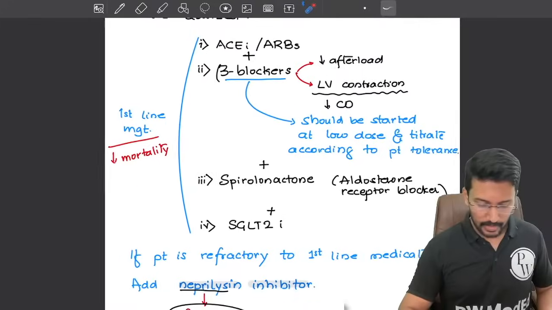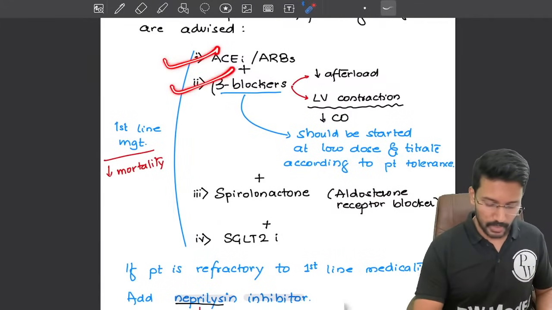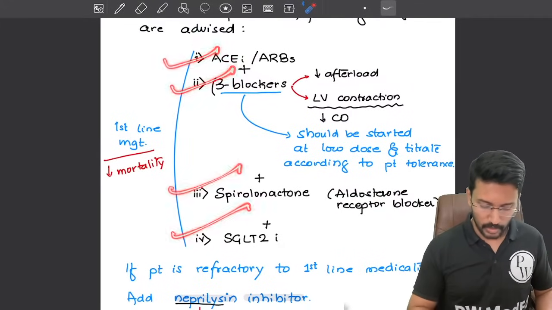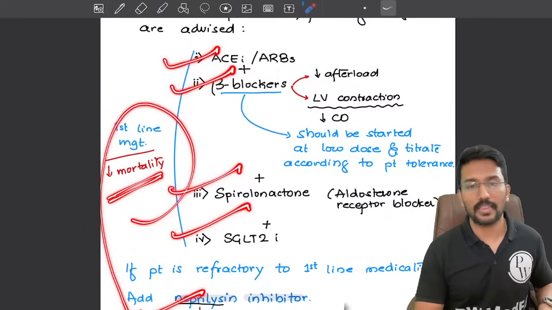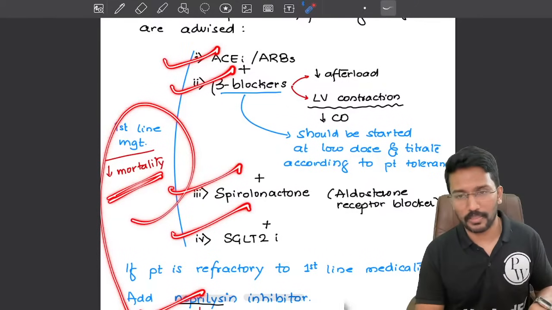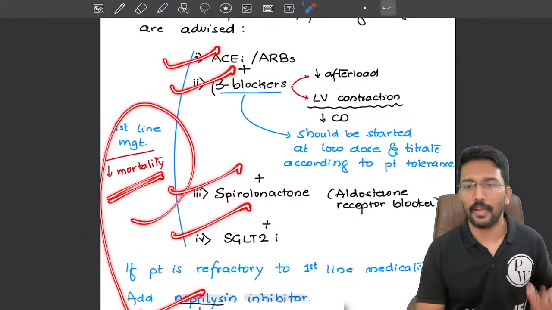Now all the drugs that I mentioned so far, ACE inhibitors, beta blockers, spironolactone, SGLT2 inhibitors and neprilysin inhibitors, all of them are associated with decrease in the mortality. So when you start these medications, the patient's death risk will come down.